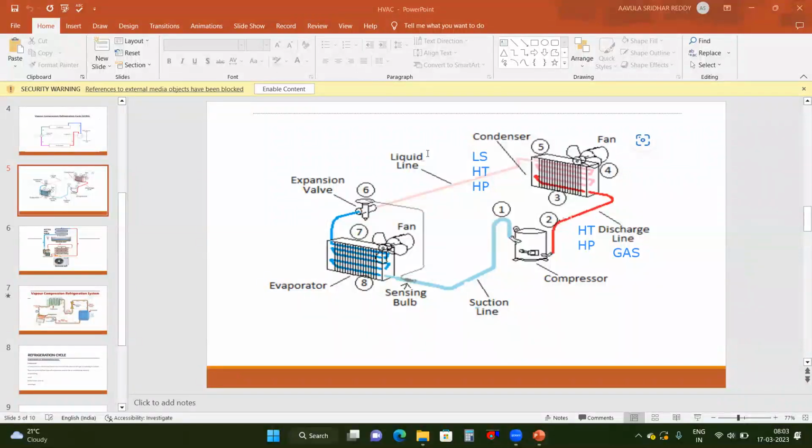The expansion valve's work is to expand the fluid which is coming from the condenser. When it expands, the pressure and temperature are reduced, so the temperature of the refrigerant is converted to low. Here I will enter low temperature and low pressure. Here that will be liquid plus gas.